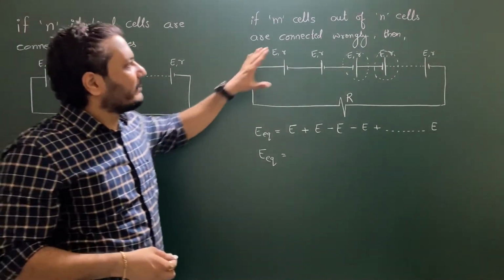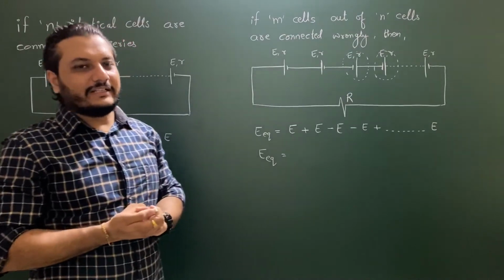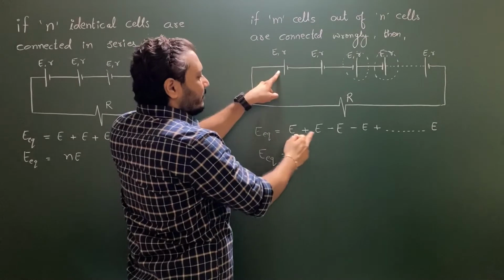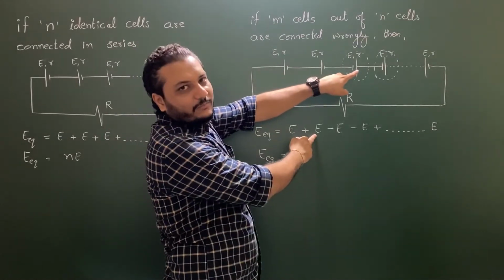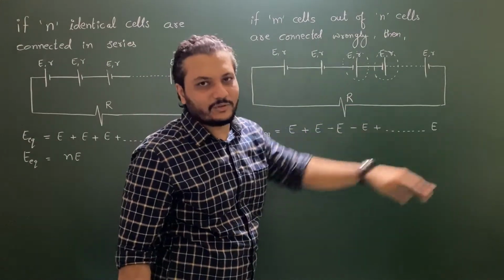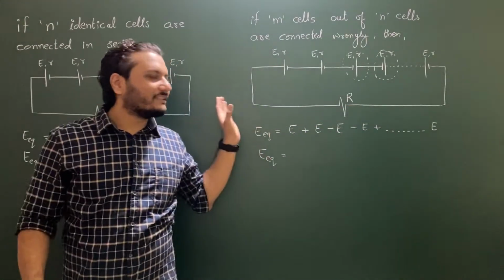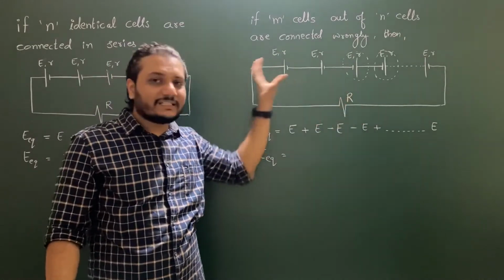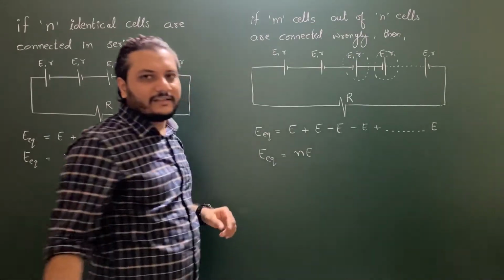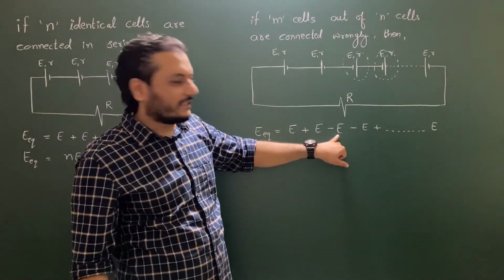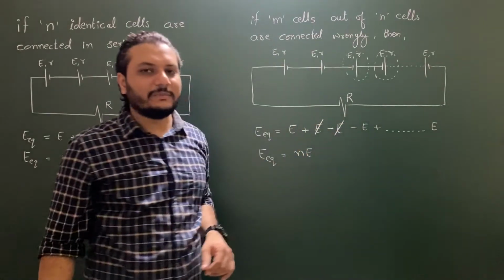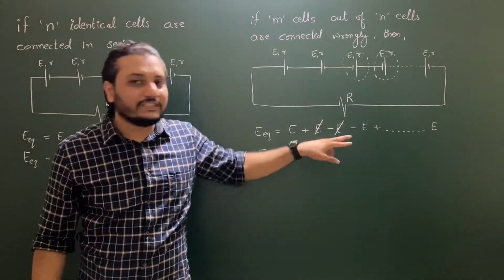Now, if m cells out of n cells are connected wrongly, then the equivalent EMF of the circuit is given by E plus E, and since it is connected with wrong polarity, it is minus E. Same way for this, it is minus E, and so on. Now if all the cells are connected properly, then their equivalent EMF must be written as nE. Since this cell is wrongly connected, this EMF will cancel this EMF. It means for one wrong connection, we are losing two cells.